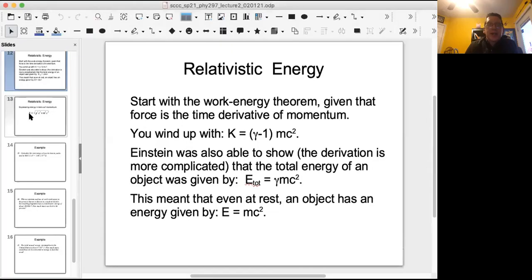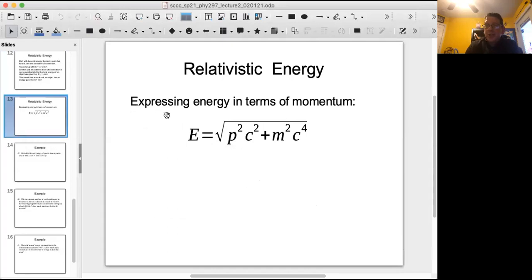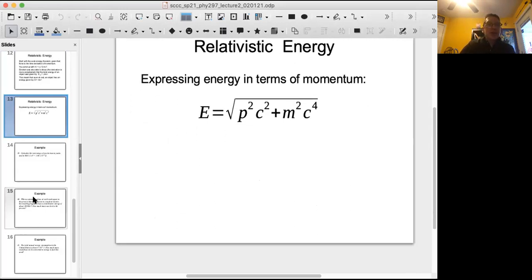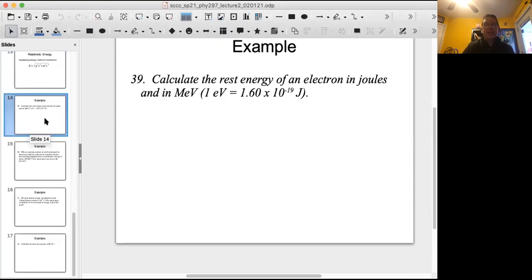So again, going back to the terminology, expressing energy in terms of momentum, it's the square root of p squared c squared plus m squared c to the fourth. So again, if the momentum is 0, you wind up with E equal to mc squared. So this total energy has an mc squared term in it corresponding to the rest mass. So what we'll do is finish with a couple of examples.